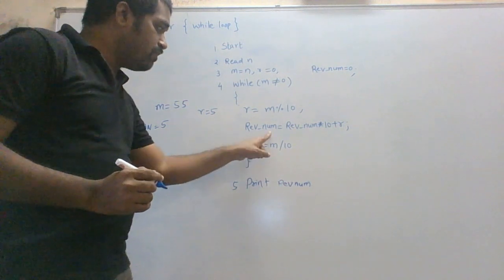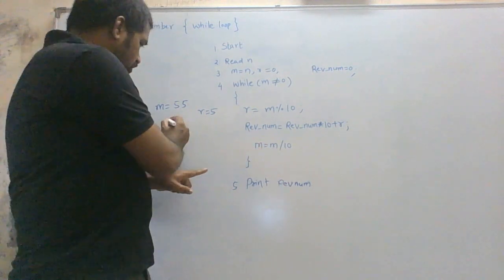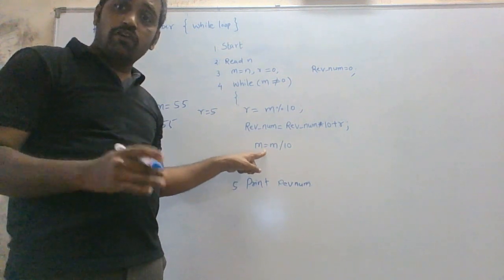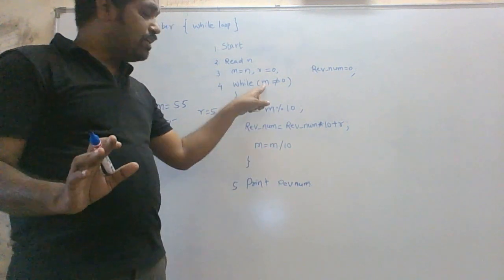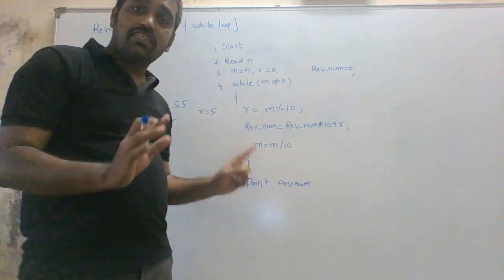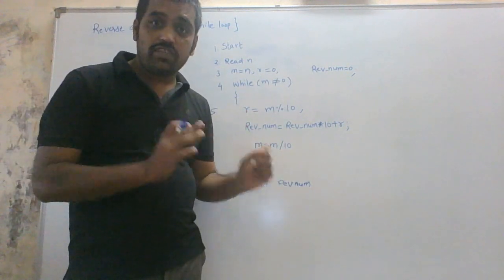50 plus r will be 55. So here the reverse number will now become 55. m is equal to m divided by 10. Now 5 divided by 10 will be 0. Now m has become 0. It will come out of the loop and we will print here the reverse number. This is the logic of how it works.